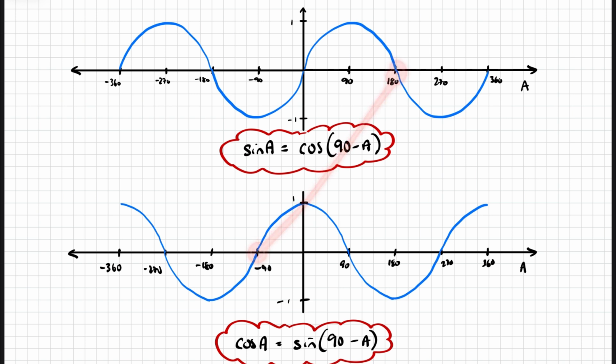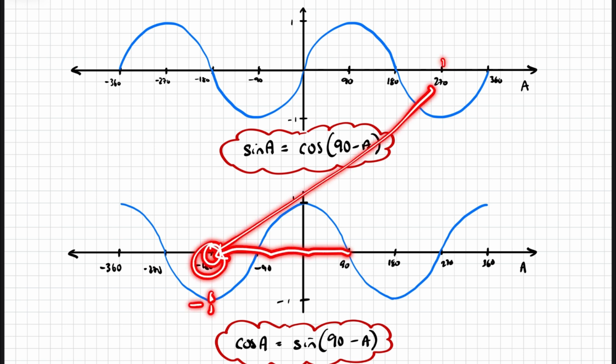You can test this for any value. So for example, if I do sine of 270, sine of 270 is minus 1 down here. So go over to here and say, okay, what's 90 minus 270? So 90 minus 270, counting back, would bring me to here, which is also minus 1. So these guys have the equivalent value.